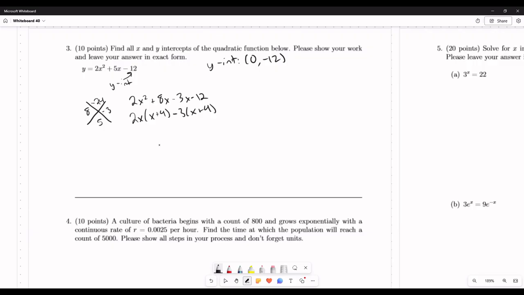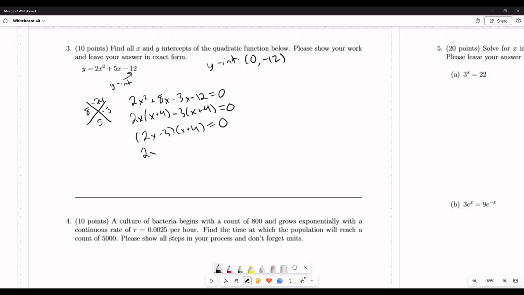I notice that when I factored, I got the same thing in both. That's a good sign. I'll go ahead and put an equal 0 sign here just to remind ourselves what we're actually doing. We're solving this equation where it's equal to 0. Put those together. We'll get 2x minus 3 times x plus 4 equals 0.